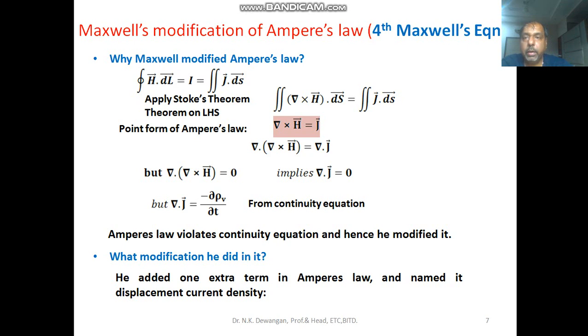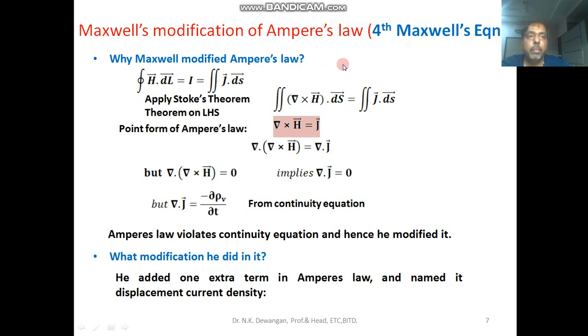In this lecture you are going to see Maxwell's modification of Ampere's law and the derivation of the fourth Maxwell equation, and you will also see the concept of displacement current and its significance. So the basic questions generally asked are: why did Maxwell modify Ampere's law, and what modification did he make in it? First we see why Maxwell modified Ampere's law.